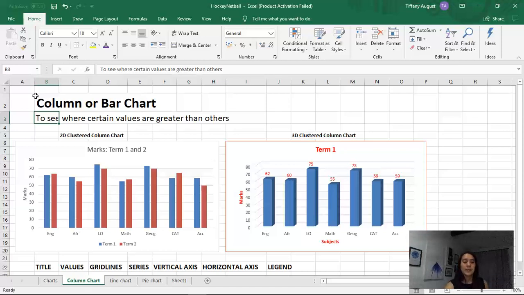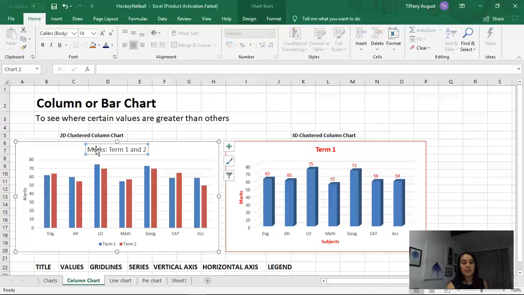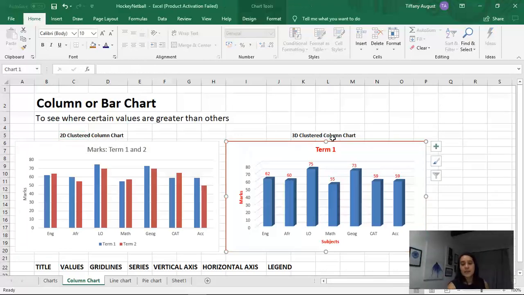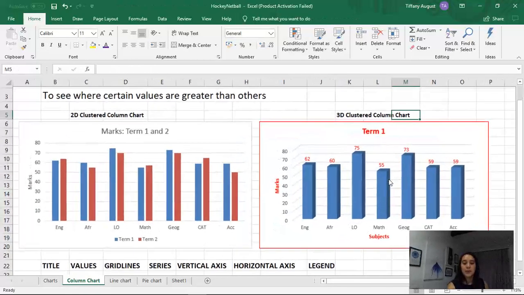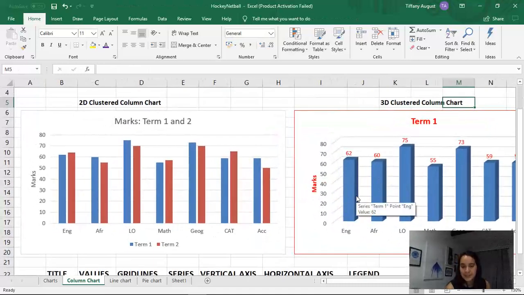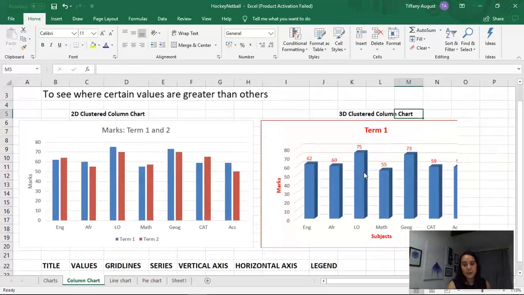Okay, and so looking at this chart, the first one on your left hand side is called a 2D clustered column chart. Big fancy name, but it is a 2D column or bar graph. And on the right hand side, we can see it's a 3D column, 3D because if we zoom in, we can see three different sides or three angles of that bar, which I think is pretty cool.